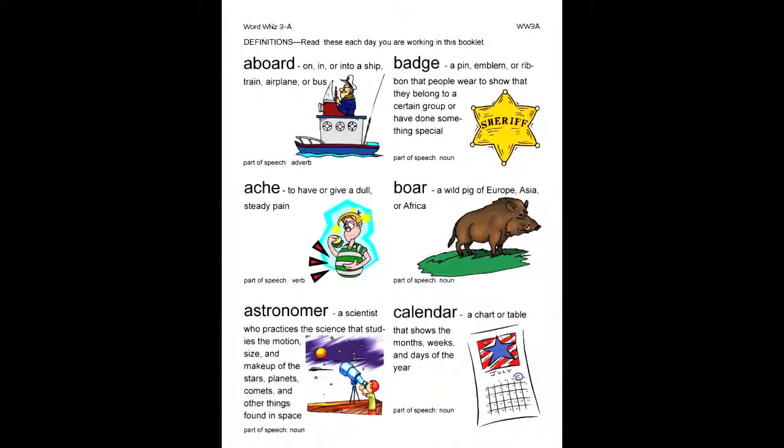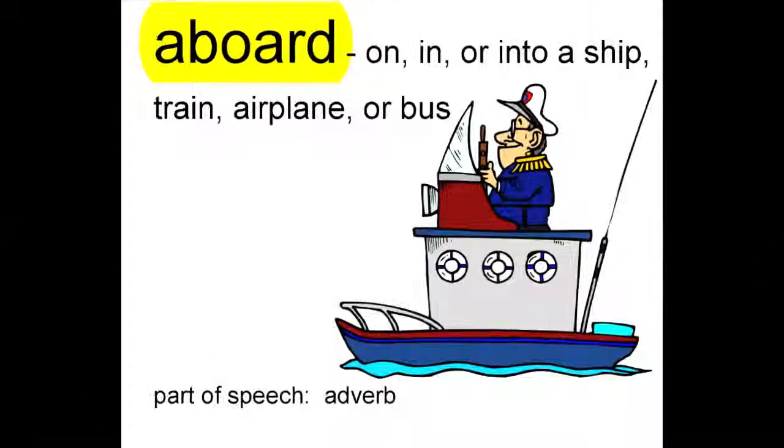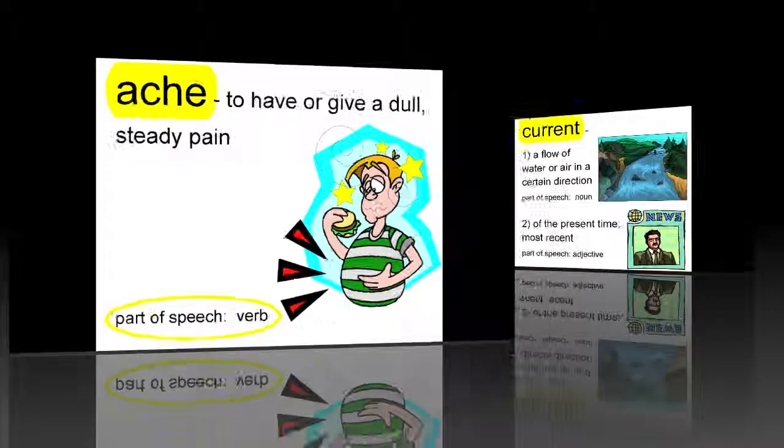On the first 2 pages of this booklet, you will find a list of this booklet's definitions. It is important to read these every day you are working in this booklet. Let's read some together. Aboard. On, in, or into a ship, train, airplane, or bus. Part of speech is adverb, since aboard can modify a verb, adjective, or another adverb. Ache. To have or give a dull, steady pain. Part of speech is verb, since ache is an action word.